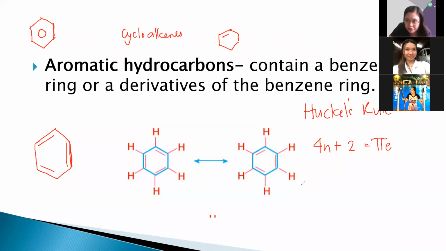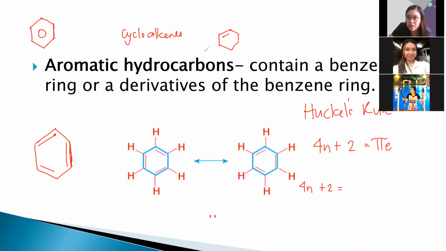We will just write 4n. We will be looking for this n here. And then plus 2 equals pi electron. The pi electrons are the electrons in the double bond. So remember, we have 1 electron on the end.